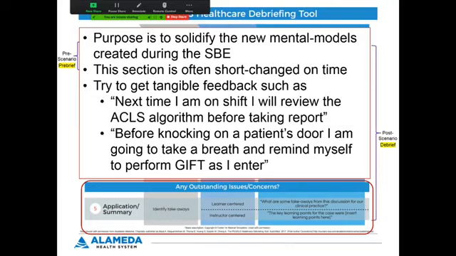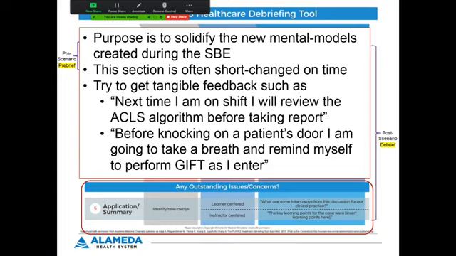So we do want to make sure we leave a good chunk of time to talk about this. One thing that I like to ask is, what is going to be one thing you're going to do differently on your next shift? It helps people to be specific about what they're actually going to do. What's that one thing they can walk away with?